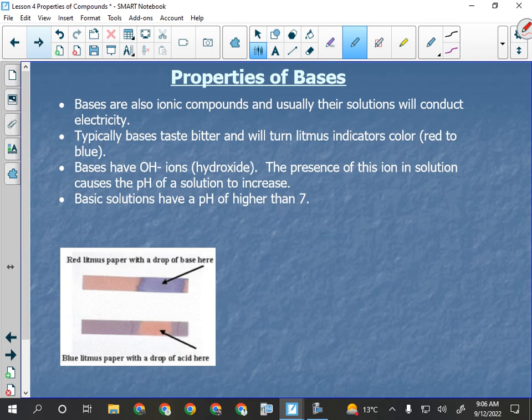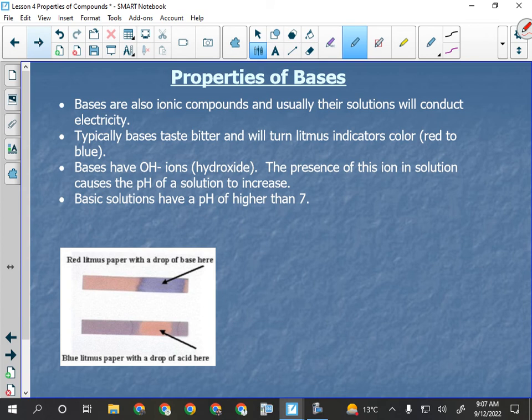All right, now bases. Strong bases are also ionic compounds, and usually their solutions will conduct electricity very well. So your strong acid and your strong base are probably going to be your best conductors in the lab. Typically bases taste bitter, though obviously we're not going to test that. They'll turn litmus indicators toward the blue end of the pH scale, so anything 8 and higher.